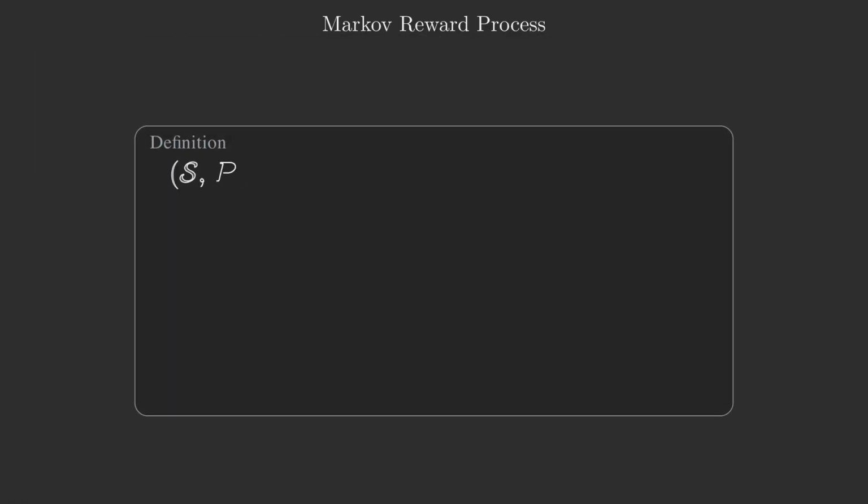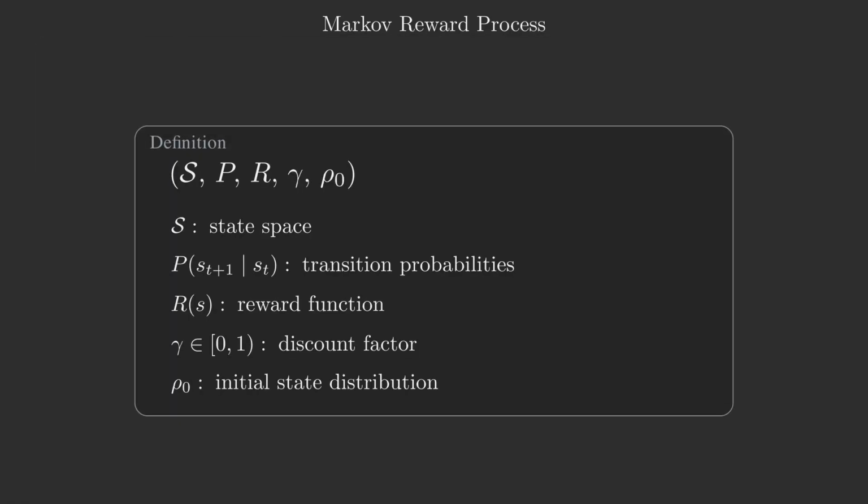An MRP can therefore be defined by the tuple S, P, R, gamma, and rho 0, where S is again the state space, P is the transition probability, so the probability of going to state s_t+1 when being in state s_t. R of S is the newly introduced reward function that, based on the state, computes the reward. Gamma, which is somewhere between 0 and 1, is the so-called discount factor, and we will discuss this in a second. And finally, rho 0 is again the initial state distribution.